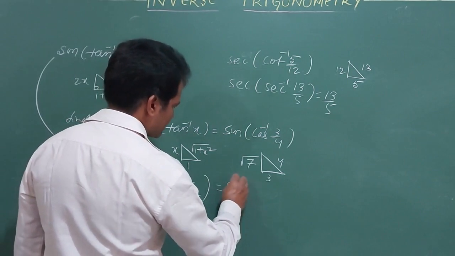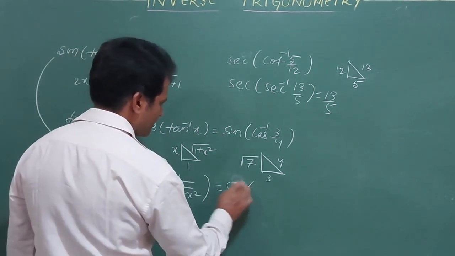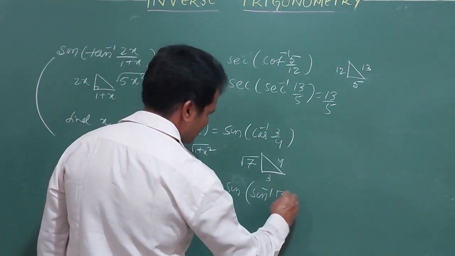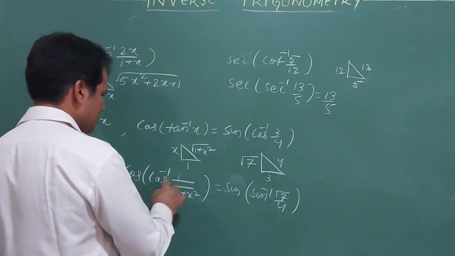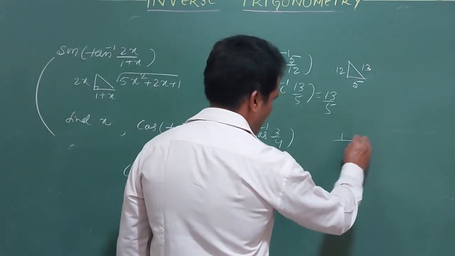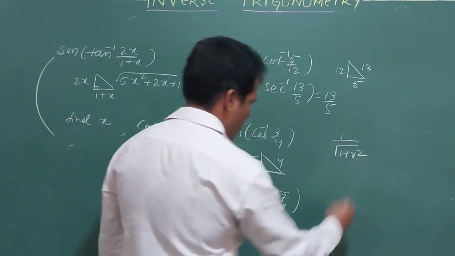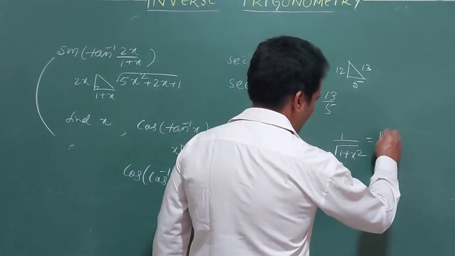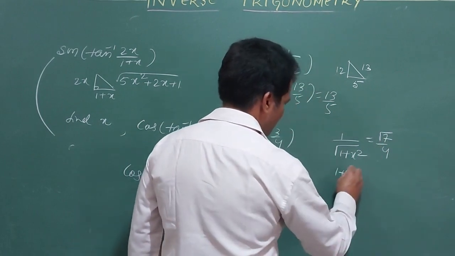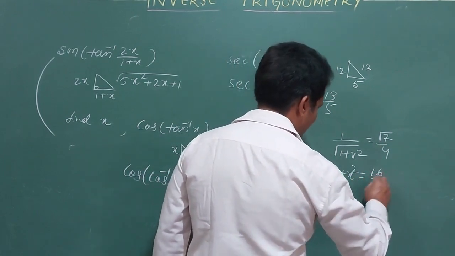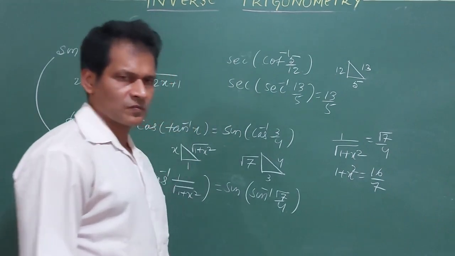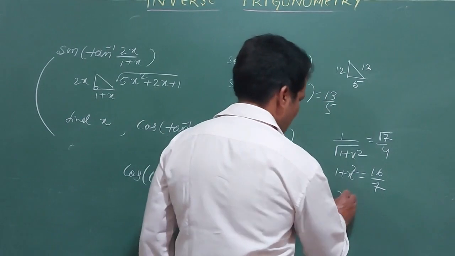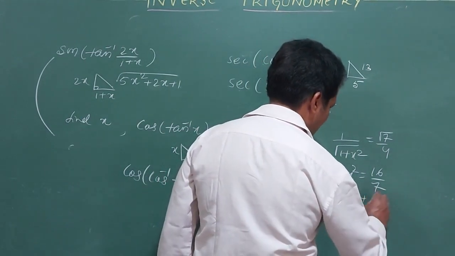Sin of sin inverse, convert into sin inverse root 7 by 4. What is left here? This value is left, root 7 by 4. Squaring: 1 plus x square is equal to 16 by 7. Cross multiply and solve it, or x square is equal to 9 by 7, x is equal to plus minus 3 by root 7.